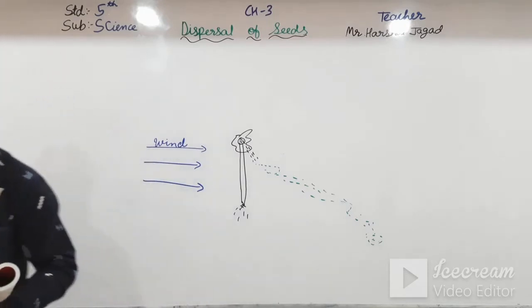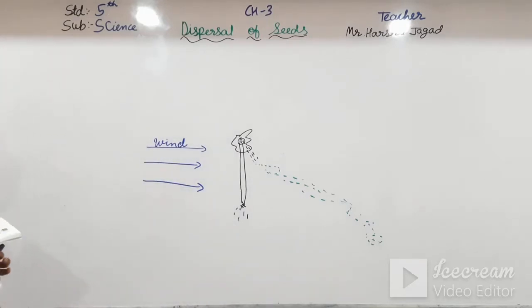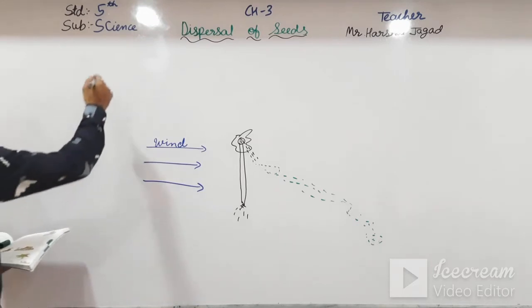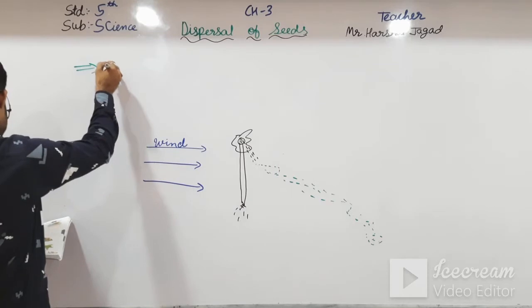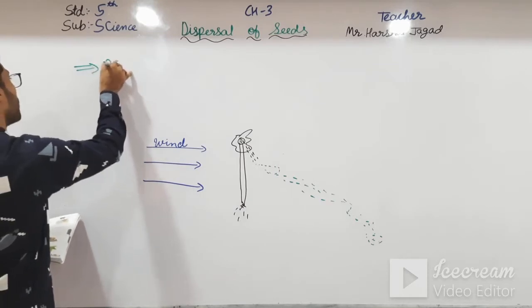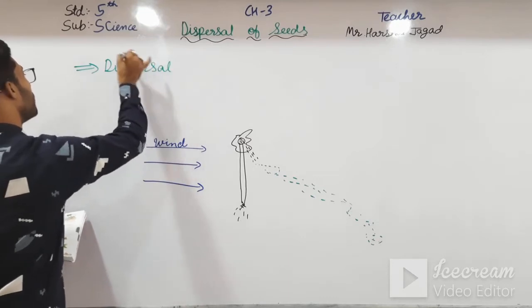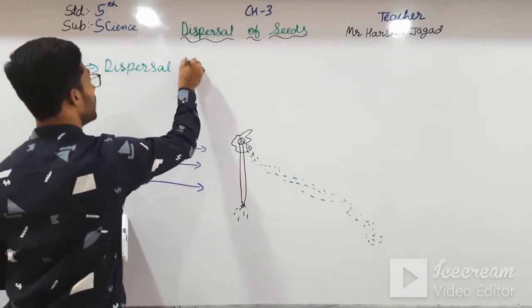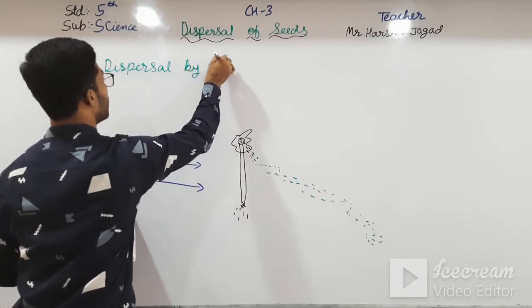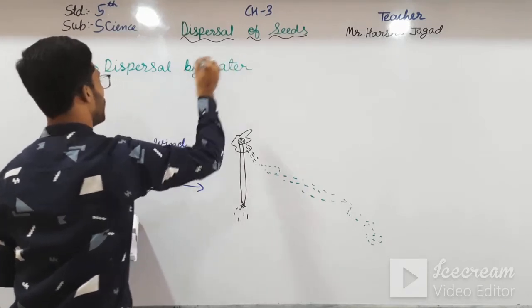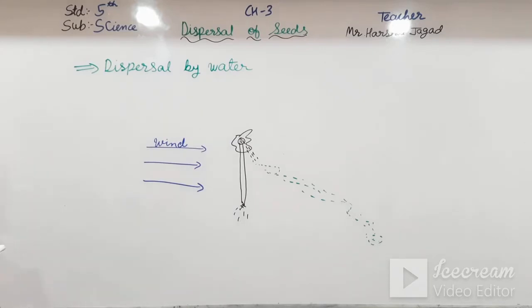Now we will go to dispersal by water. So what is dispersal by water? As we have seen dispersal by wind, now we will see dispersal by water. Students, first of all I will read these and then write the main points on the board.